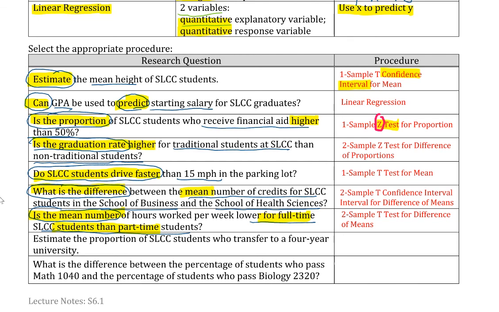In our next research question, we're asked to estimate the proportion of SLCC students who transfer to a four-year university. Notice again that we're asked to estimate a value. So we know we're going to be looking at a confidence interval, but we're being asked to estimate a proportion. So we would look at a one-sample z confidence interval for proportions.